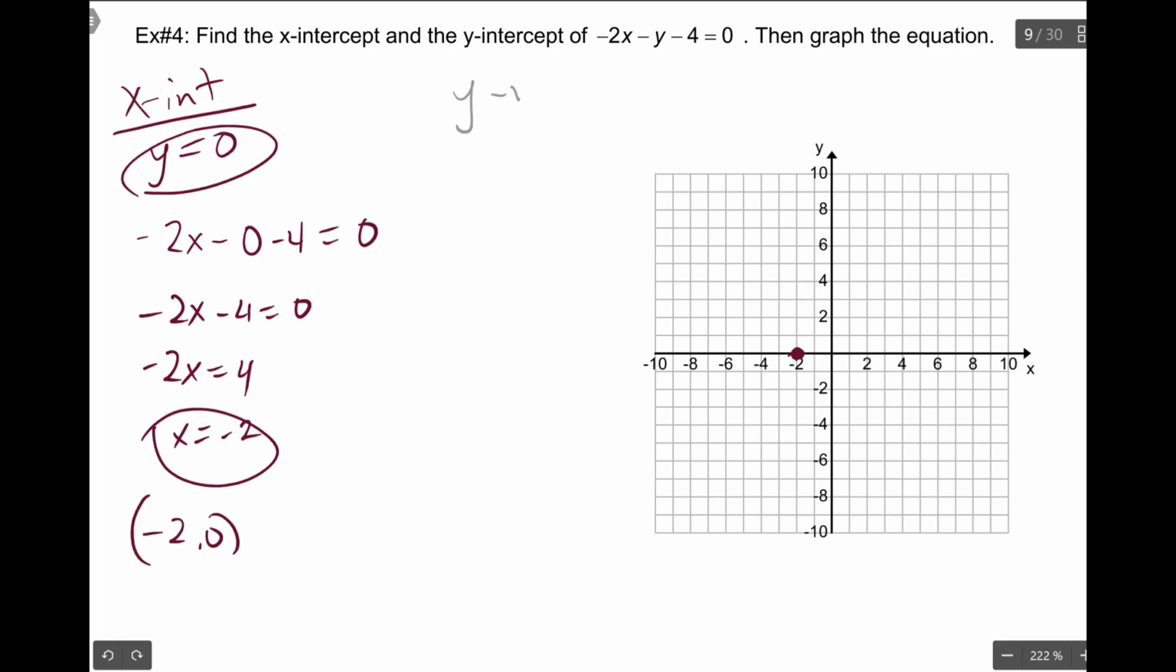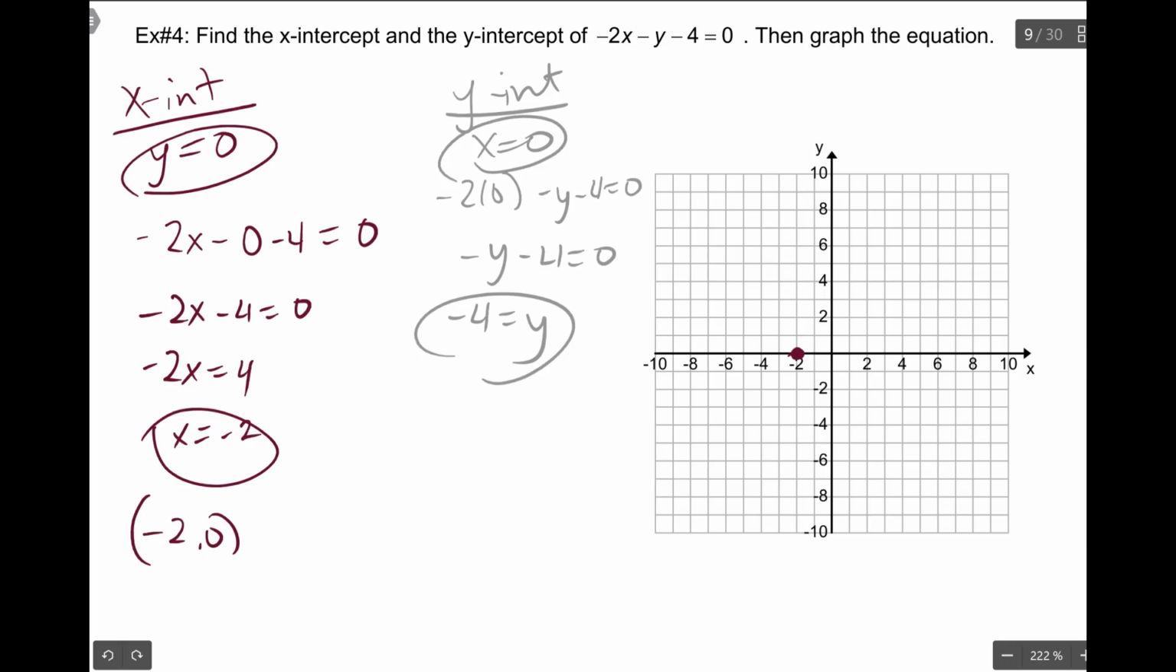Let's find the y-intercept. That's where x is going to be equal to 0. So negative 2 times 0 minus y minus 4 equals 0. So minus y minus 4 equals 0. Add y on both sides. Negative 4 equals y. So here's (0, -4), which is right here. So it's going to look like this. There's your graph.